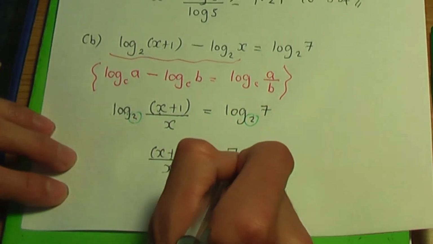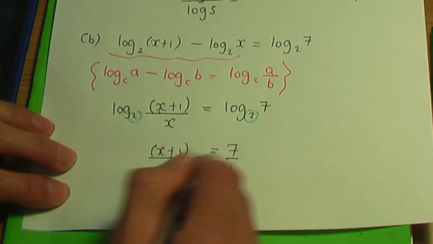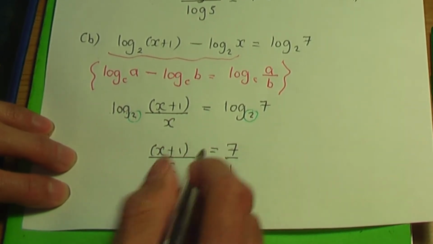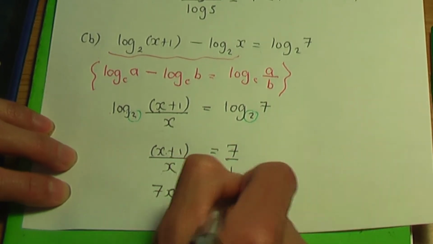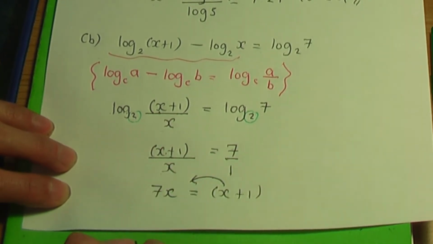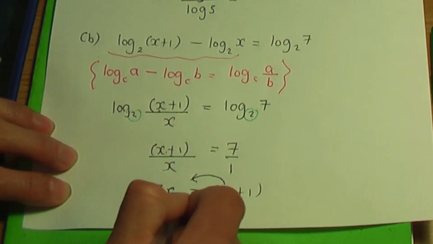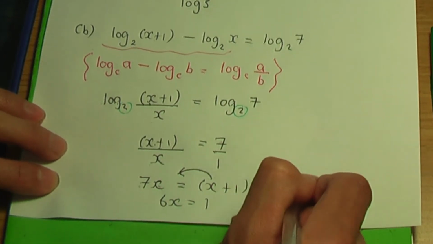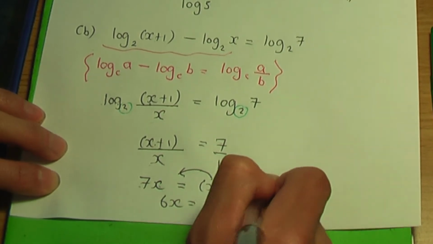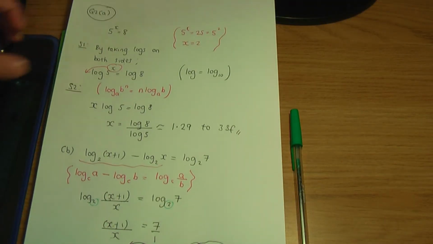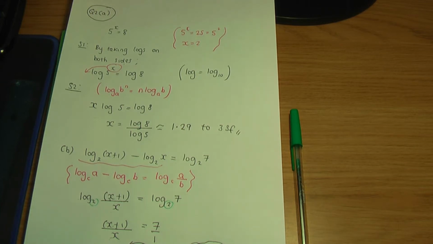So what I'm going to do is I'm going to cross multiply. So if I cross multiply, x times 7 is 7x. That is equal to x plus 1 times 1 is x plus 1. If I take this x to the left hand side, 7x minus x is 6x. That is equal to 1, meaning that x will be 1 over 6. So that should be the value of x here. So that completes part B, and that also completes the question.